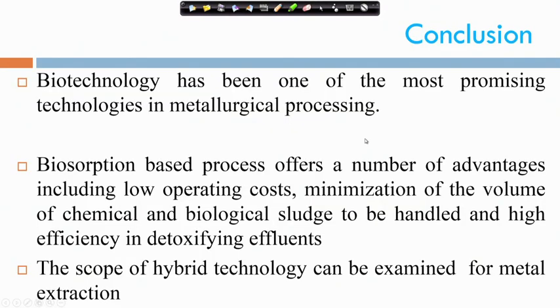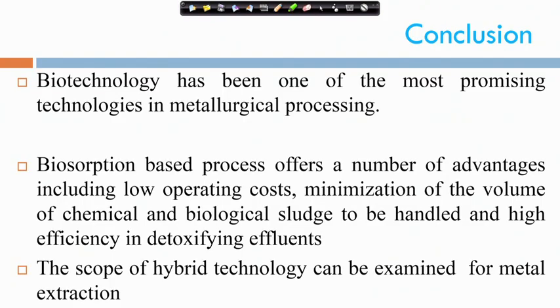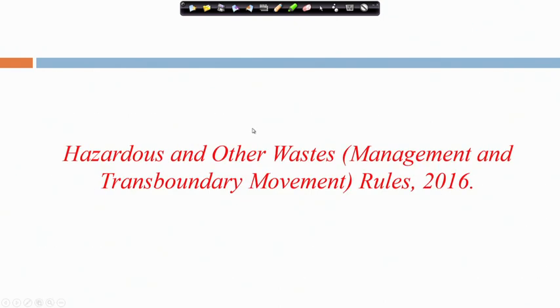Biotechnology has been one of the most promising technologies in metallurgy, like bioleaching and biosorption, with a number of advantages: low operating cost, minimization of chemical volume, though biological sludge needs to be handled. The scope of hybrid technologies is still being studied. So, those are what we looked at in the last video and slightly in this video as well. So, we have covered the extraction part.